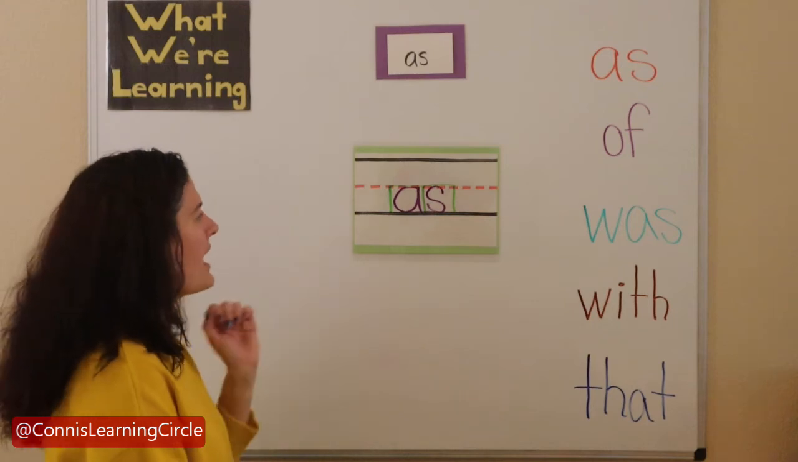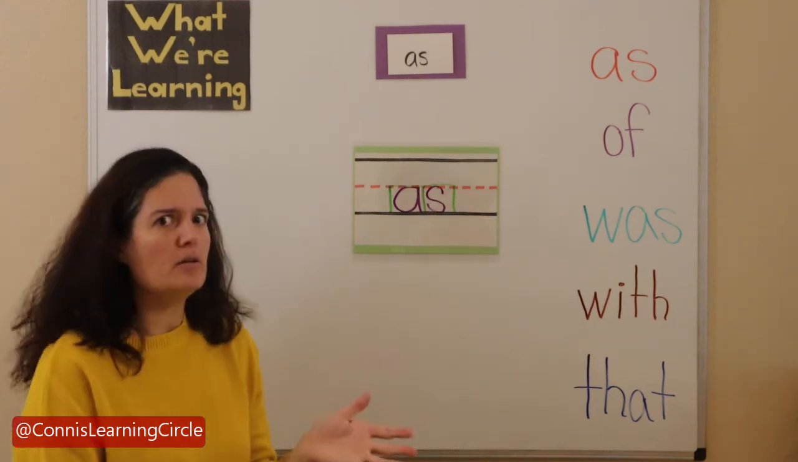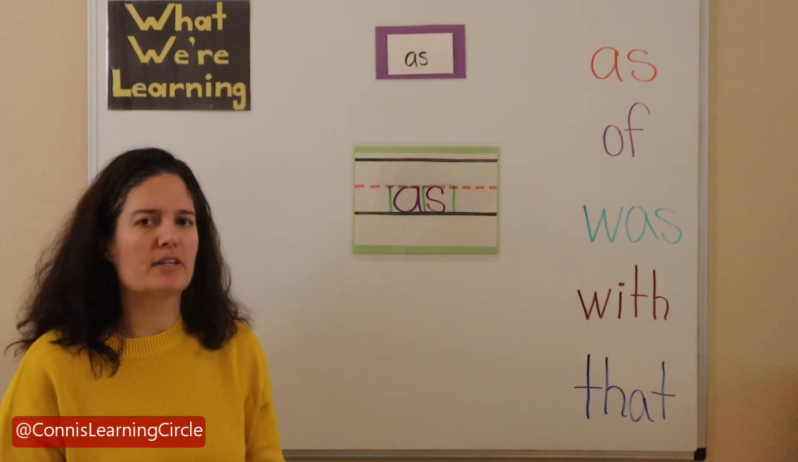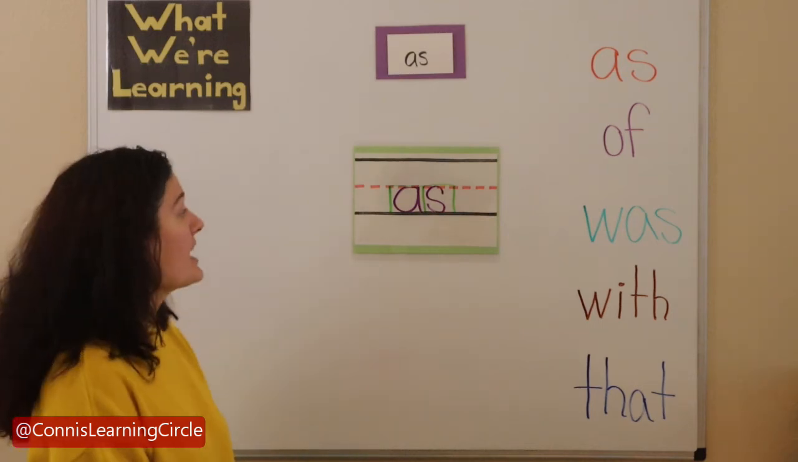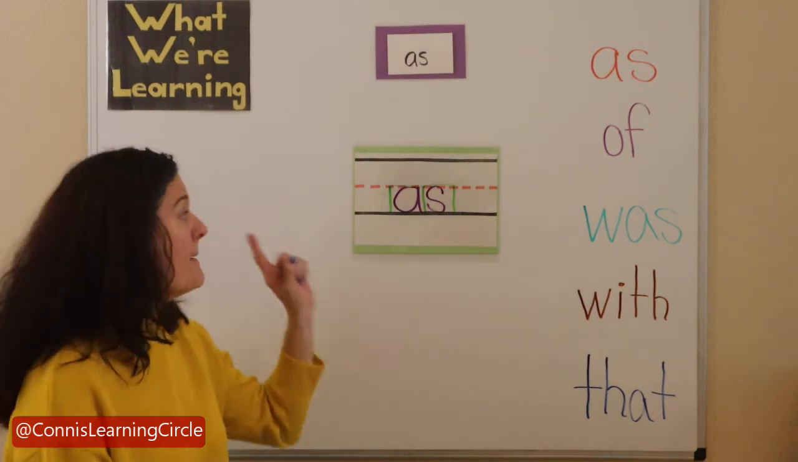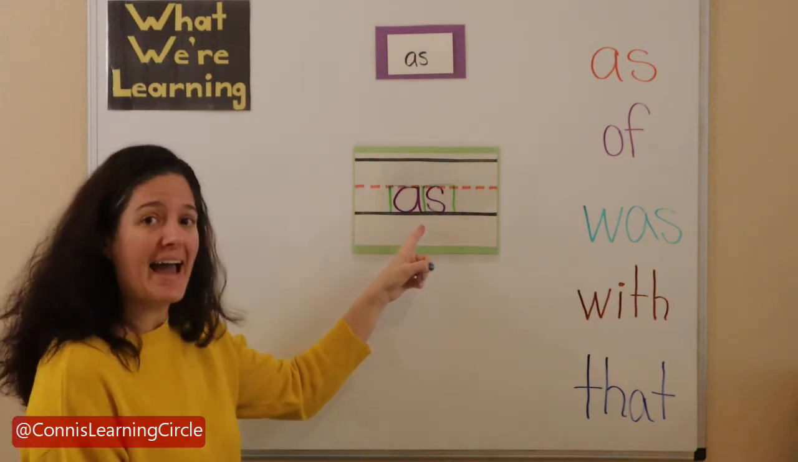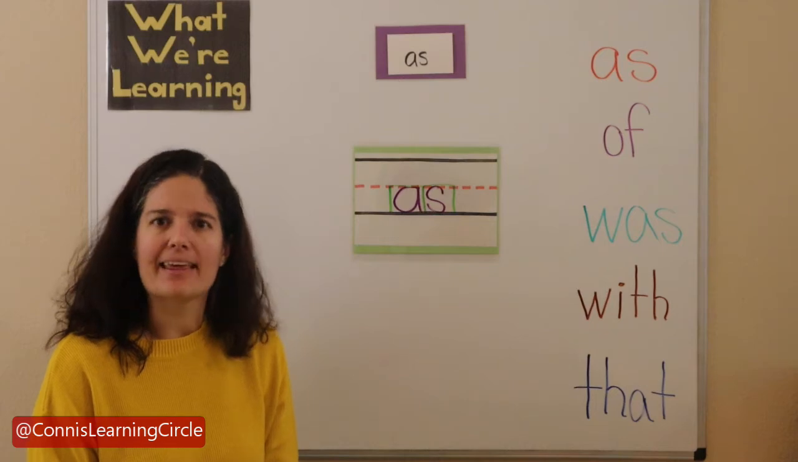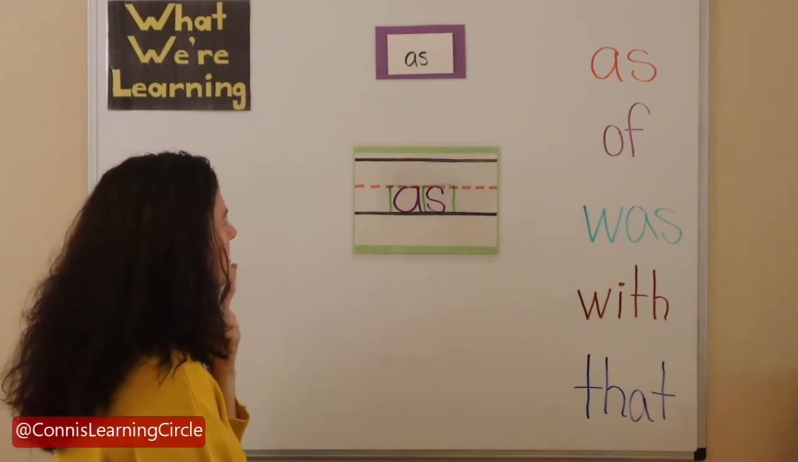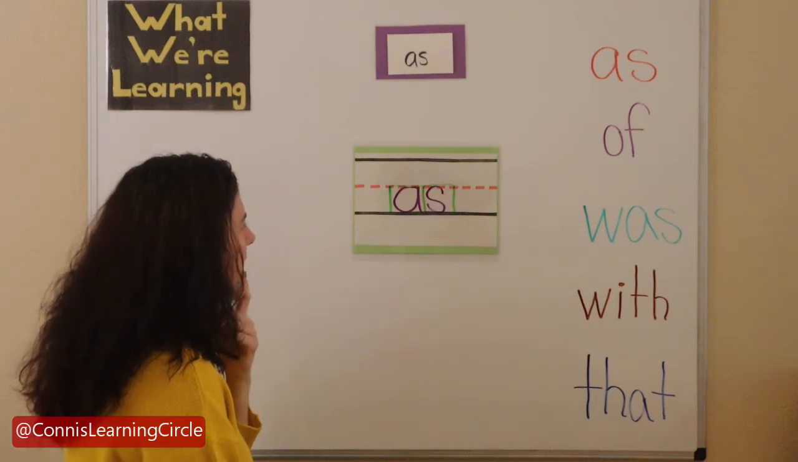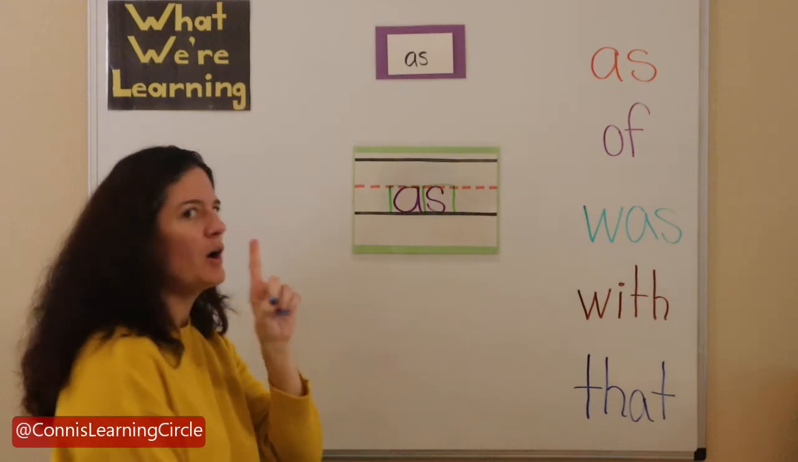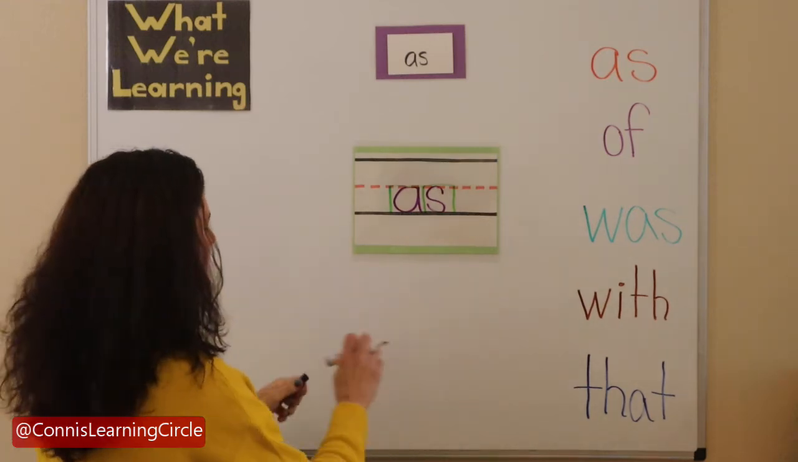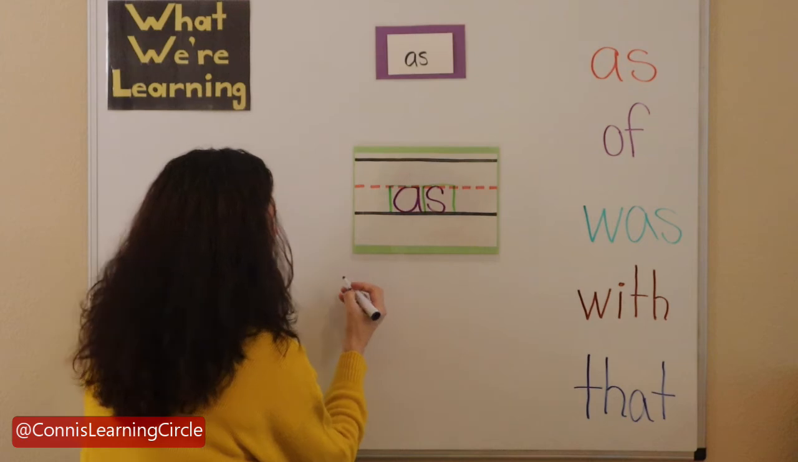All right, we have learned so much about our word as. We've learned how to stretch out those sounds to find out how to spell our word as. And we have taken that information and written our word as on our writing line. I think we're ready to use it in a sentence, don't you? All right, what can we say with our word as? Oh, I know. Let's do this. Here we go.